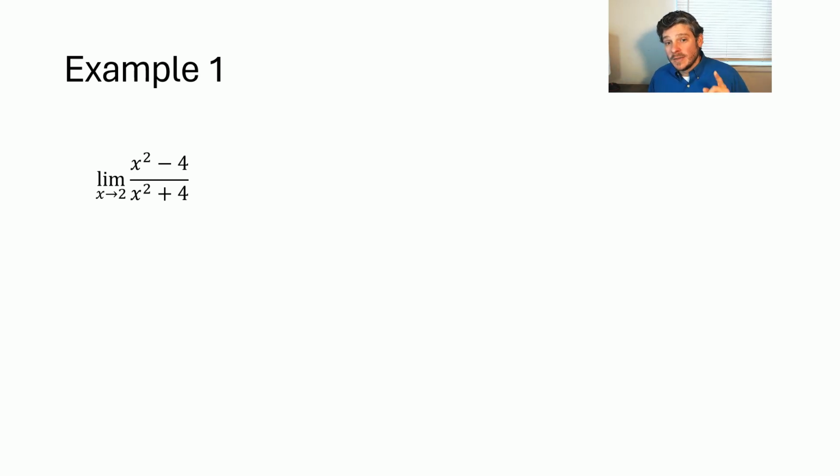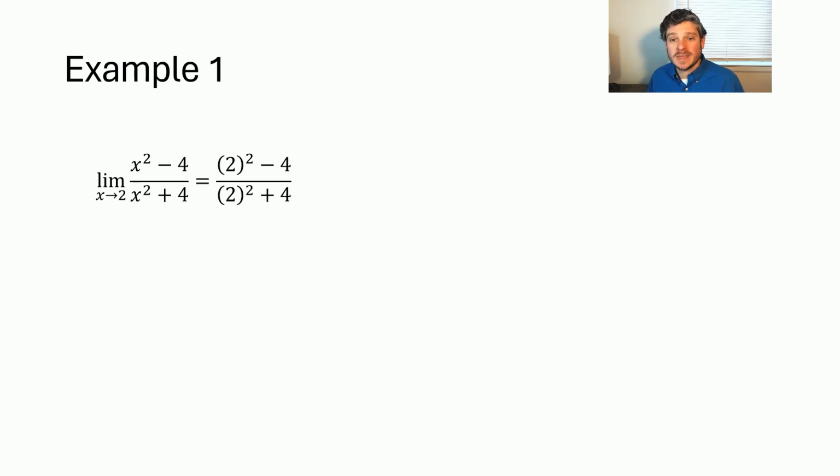So the first thing I should always try with these limits is direct substitution, right? If I have a polynomial or a rational function or an exponential or a trig function, direct substitute first. If I get a valid number when I direct substitute, when I plug it in, then I'm done. That's just going to be my answer. So try the easy thing first. So I'm going to plug in 2 everywhere I see an x. That is the direct substitution.